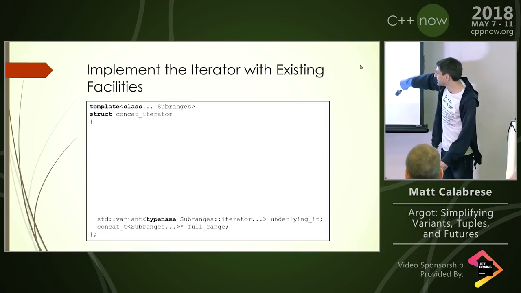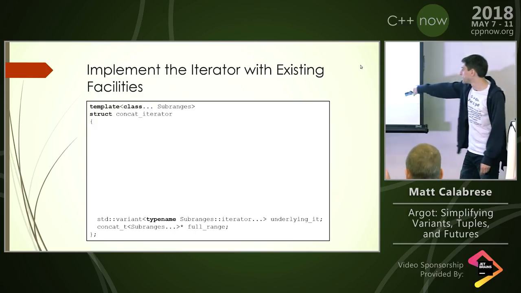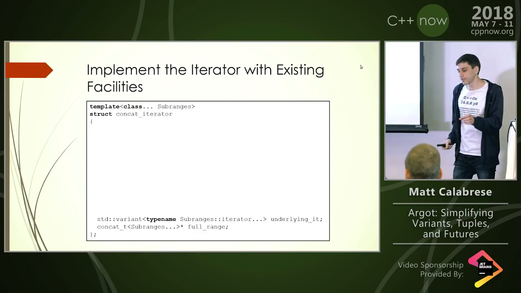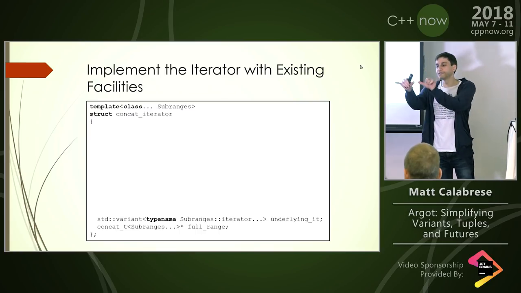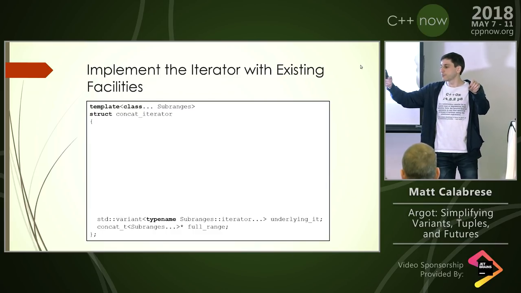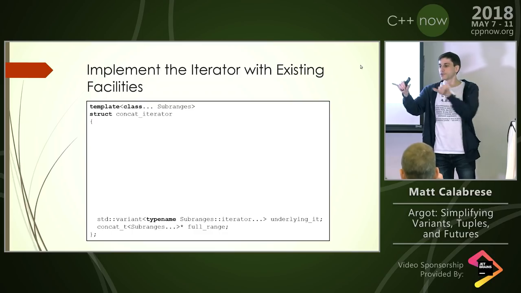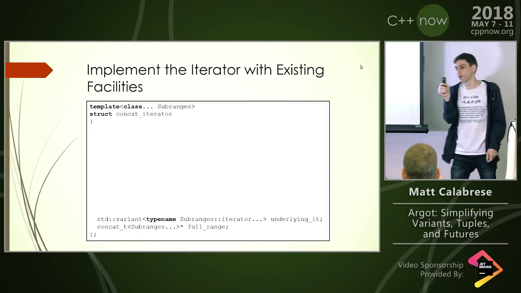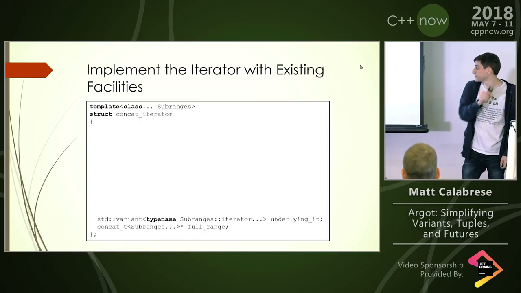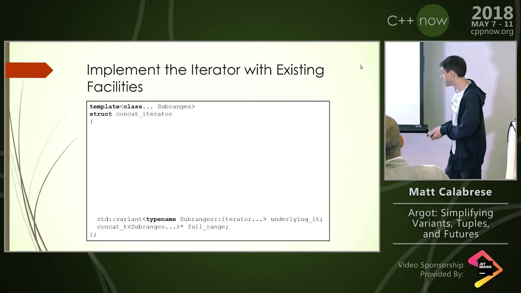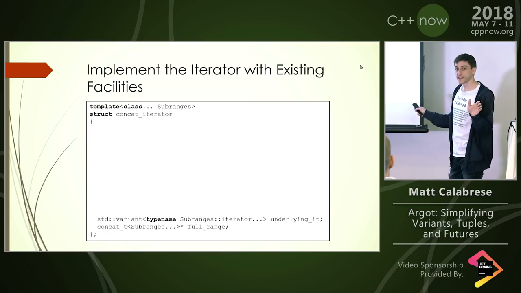And what you'll immediately see here is we're going to use a variant to represent some part of the state of our iterator. If it's not clear why we need a variant here, think about it: we have n different ranges side by side, and we're trying to implement an iterator that goes over all of them. So at any given point, you're going to be either in this range or this range or this range, which means that at any given point, you're probably going to be containing an iterator from this range or an iterator from this range or an iterator from this range. And that's exactly what making a std::variant of all the iterator types gets you. Is anybody lost on that?